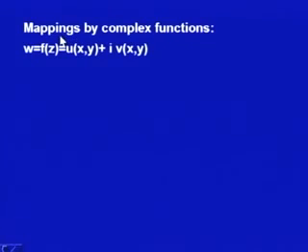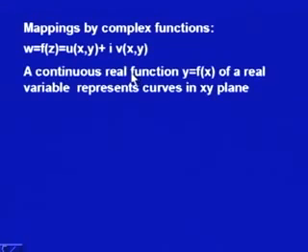Now we will discuss mapping by complex functions. So let us consider a complex function of a complex variable z. So w is a mapping from the z plane to the w plane. So we write w is equal to f(z), and we express this function as u(x,y) the real part and the imaginary part is v(x,y). Now when we define this function, we are taking a point in the z plane and that will map to a point in the w plane.